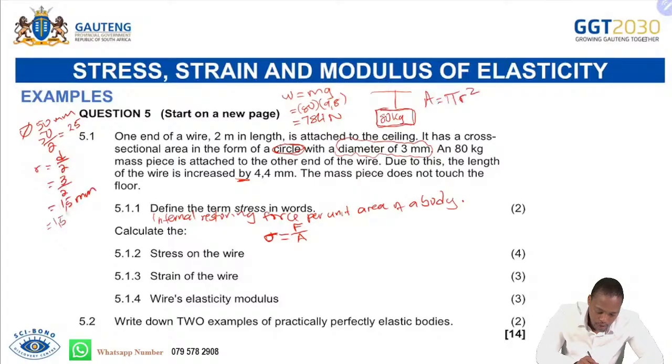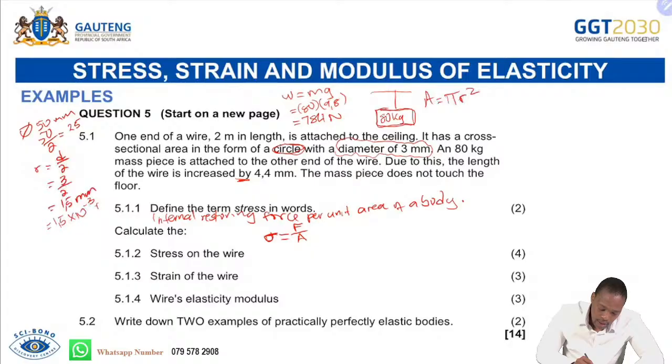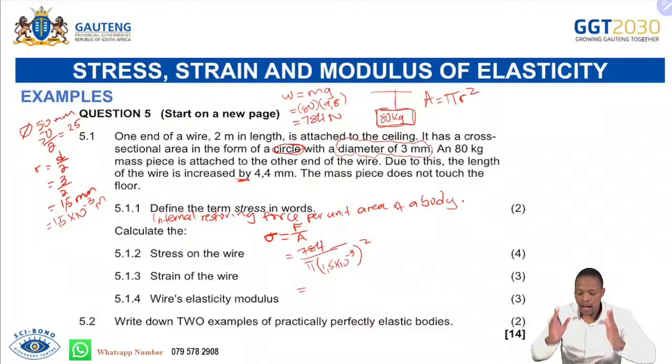I write it as 1.5 times 10 to the power minus 3. It is already converted if I write it like that. 1.5 times 10 to the power minus 3 is the radius in meters. Then I can now come here and substitute. Force, I know the force is 784 newtons over the area, which is pi r squared. I know that it's pi times the radius, which is 1.5 times 10 to the power minus 3 squared. Okay, and then I go to my calculator.